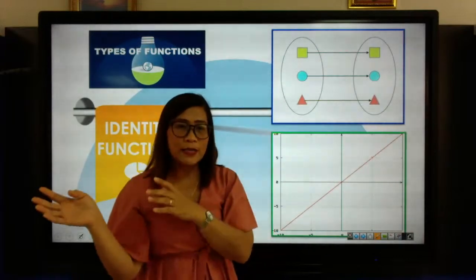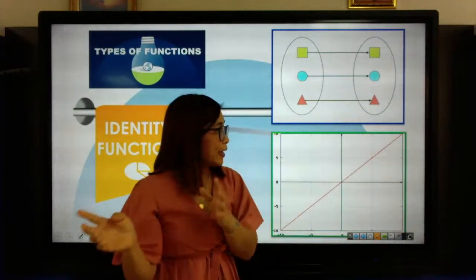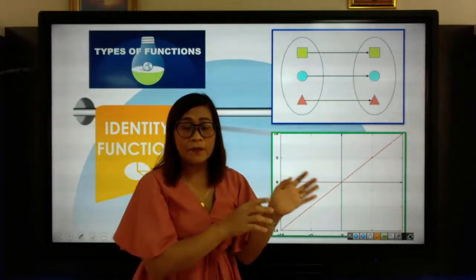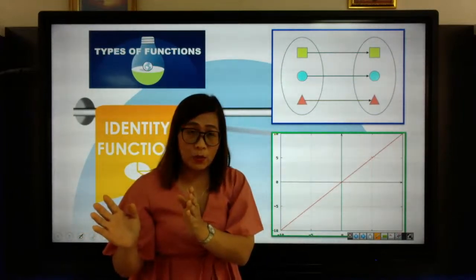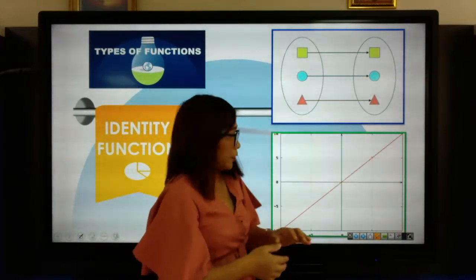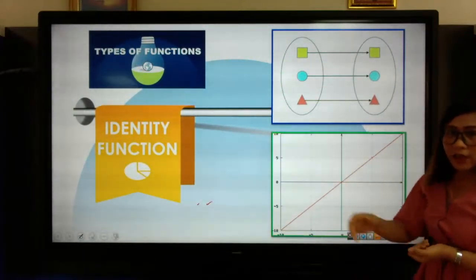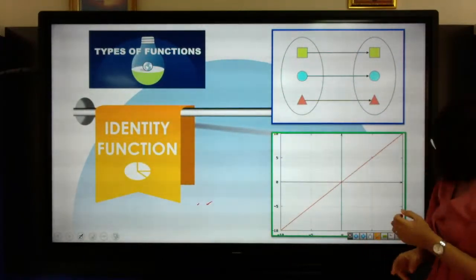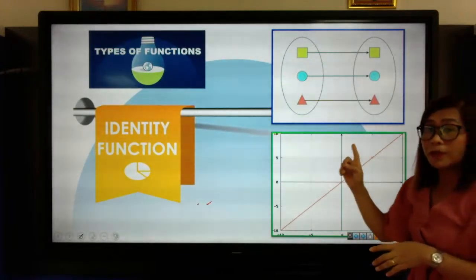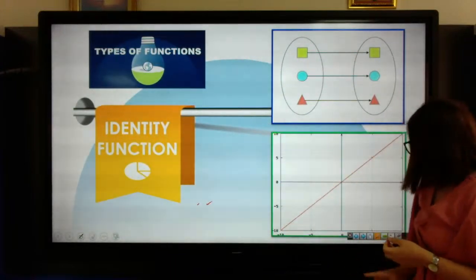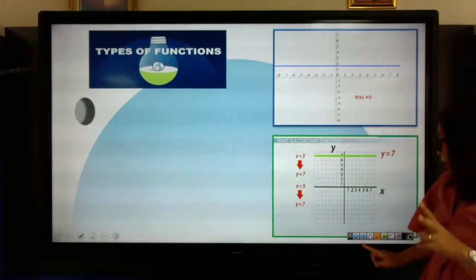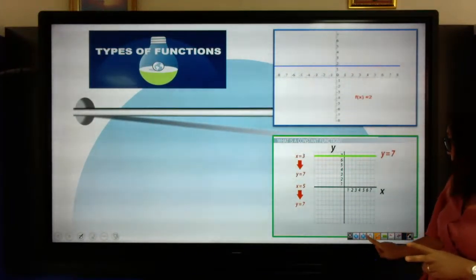So if x is 1, y is 1. If x is 5, y is 5. If the input is a square, the output is a square. So this is an identity function. You have to remember this. I'll ask you later about this if we have time, or maybe next week. Identity function.